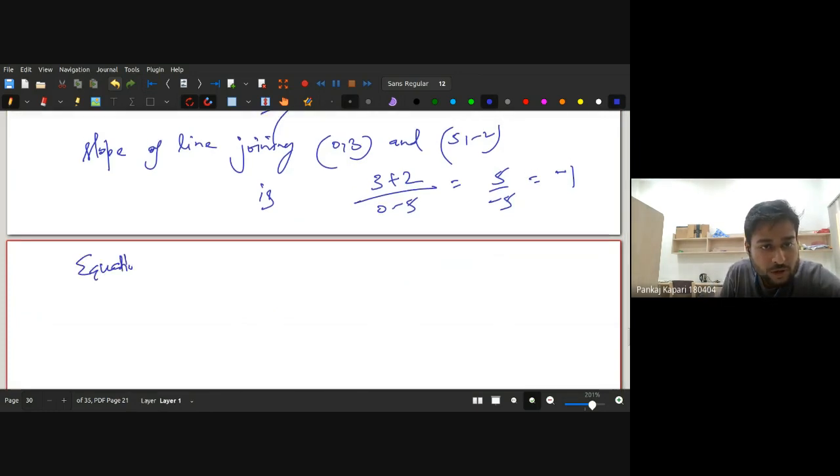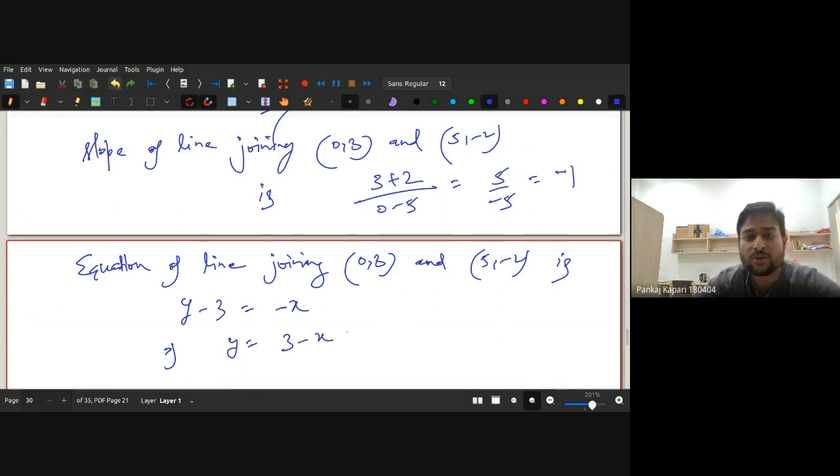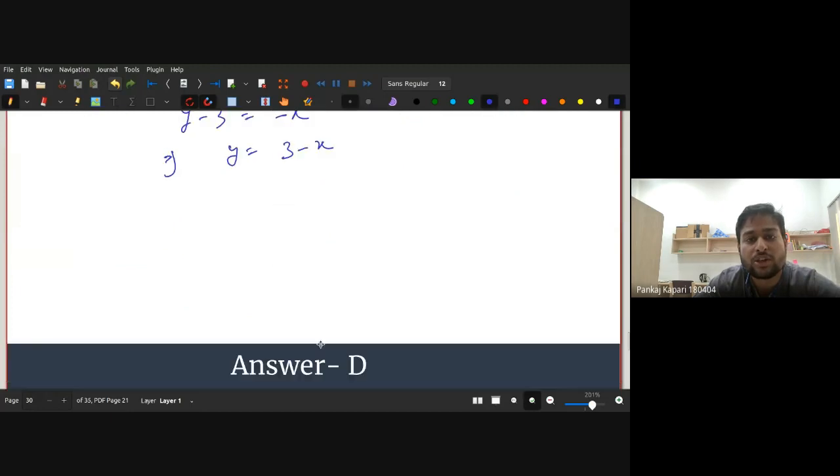Let's find the equation also. The equation of the line joining 0 comma 3 and 5 comma minus 2 is y minus 3 is the same as minus x, right? That implies that y must be 3 minus x. Let's check. At x equal to 0, y is 3, at x equal to 5, y is minus 2, and what is the slope? It's minus 1. Okay, so this is the equation of the line.